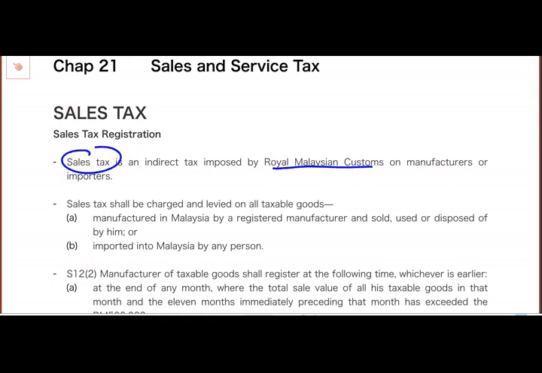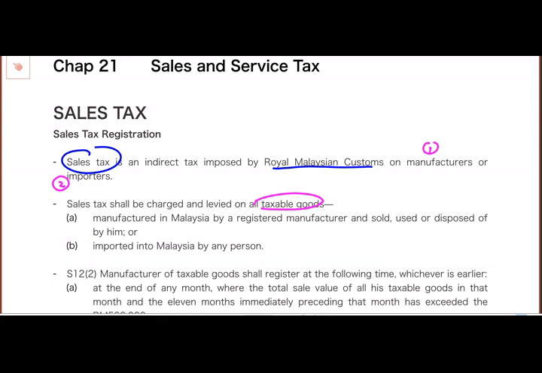Sales tax is a tax that we impose on two things: manufacturers, importers. Okay? So manufacturer is meant for taxable goods that are being manufactured in Malaysia. Okay, manufactured in Malaysia or imported into Malaysia.